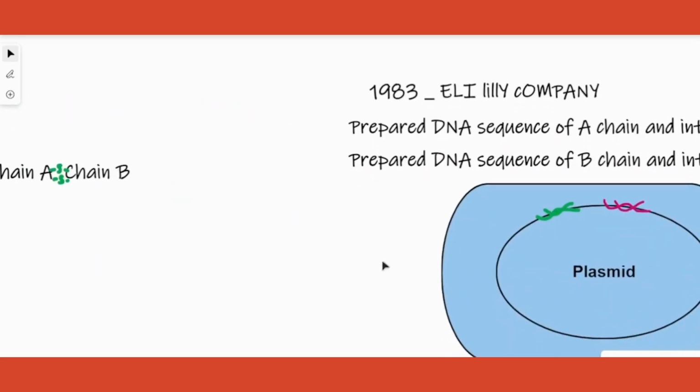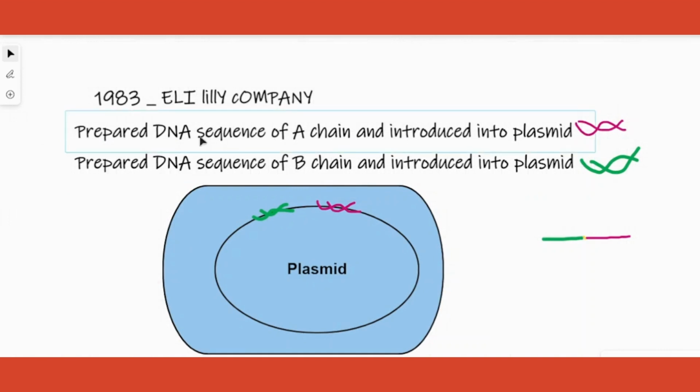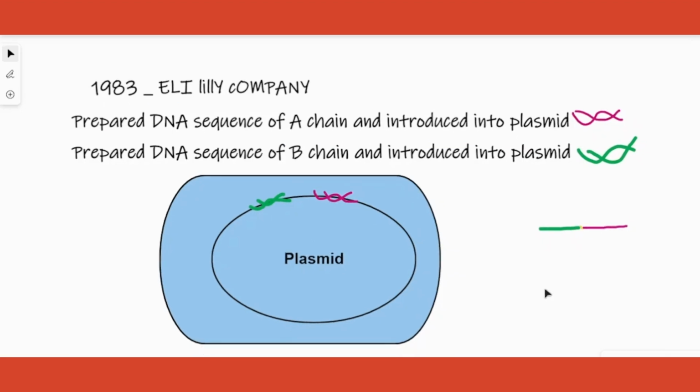So who overcame this? It was overcome by an American company called Eli Lilly in the year 1983. What did they do? They prepared the DNA sequence or the gene for the A chain separately and introduced it into a plasmid, and the B chain separately and introduced it into a plasmid. Both the genes coded for their proteins. Both the proteins were connected together after extraction by disulfide bonds. This was done by the Eli Lilly company in the year 1983.